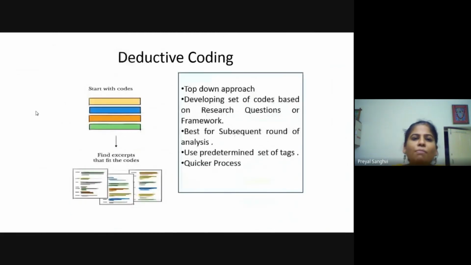Right, if we talk about deductive coding, it means based upon the research question, based upon a previous framework, first the researcher is going to decide some type of code. Basically deductive coding is used when the researcher is familiar with the data.